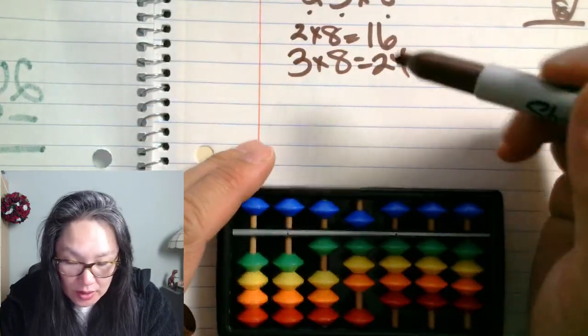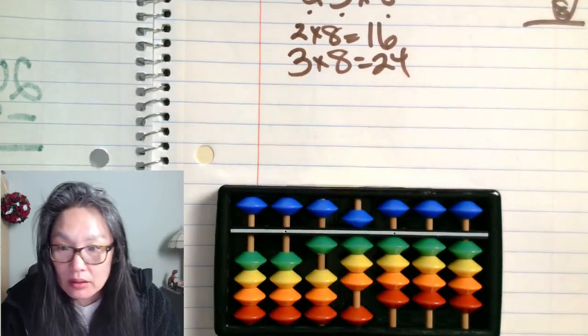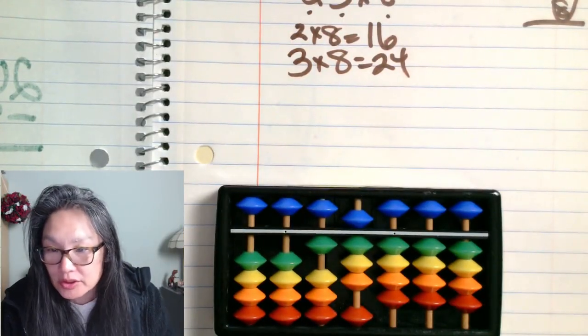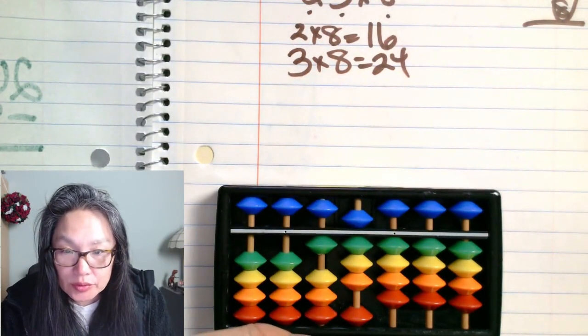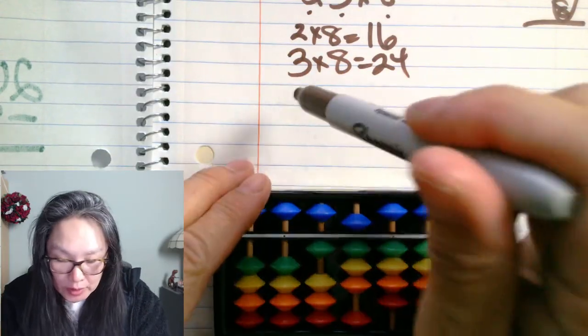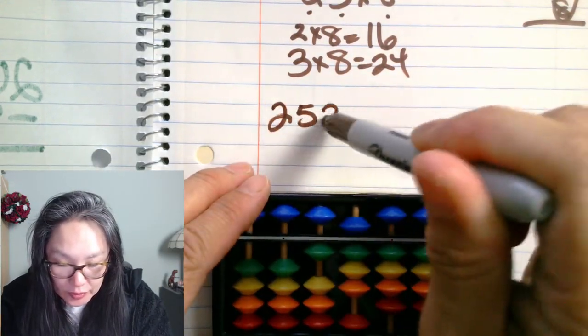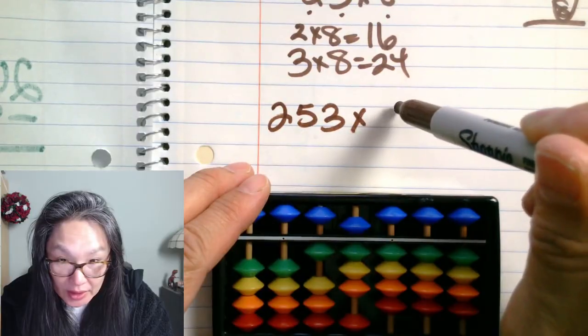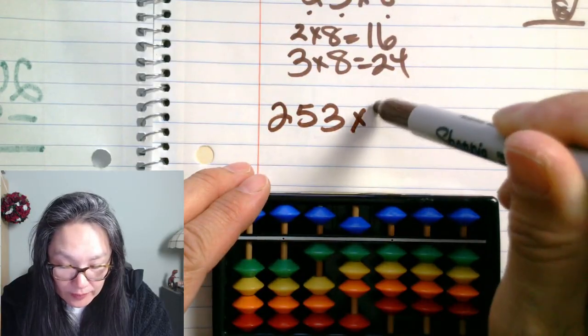So let's do another one. Give me a one. Okay, we'll do this one. We'll do 30 and then times it by 5.